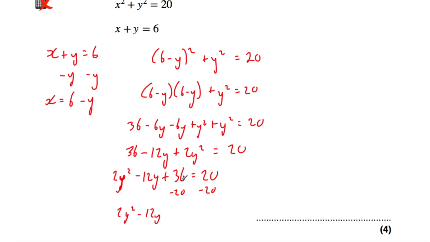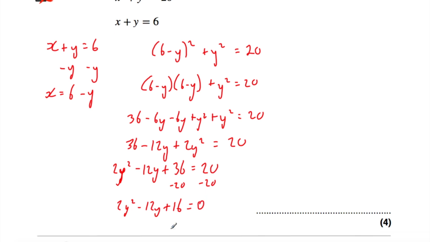And then instead of plus 36, we're going to take away 20, so it's going to be plus 16. And that's now equal to 20 take away 20 is equal to 0. So that's what we wanted. Okay, so we've now got a quadratic equaling 0. So we want to solve this quadratic.